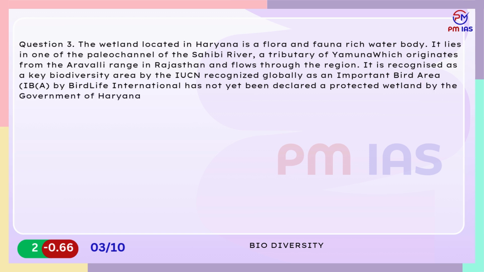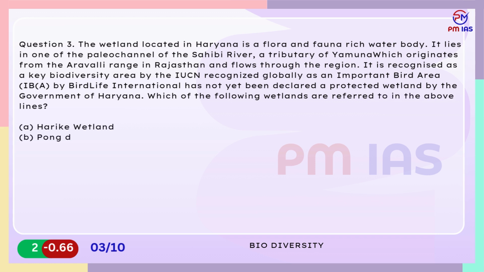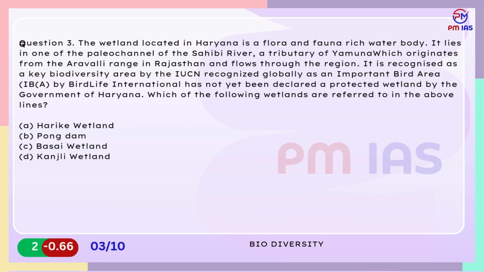Which of the following wetlands are referred to in the above lines? A. Harike Wetland. B. Pong Dam. C. Basai Wetland. D. Kanjali Wetland.